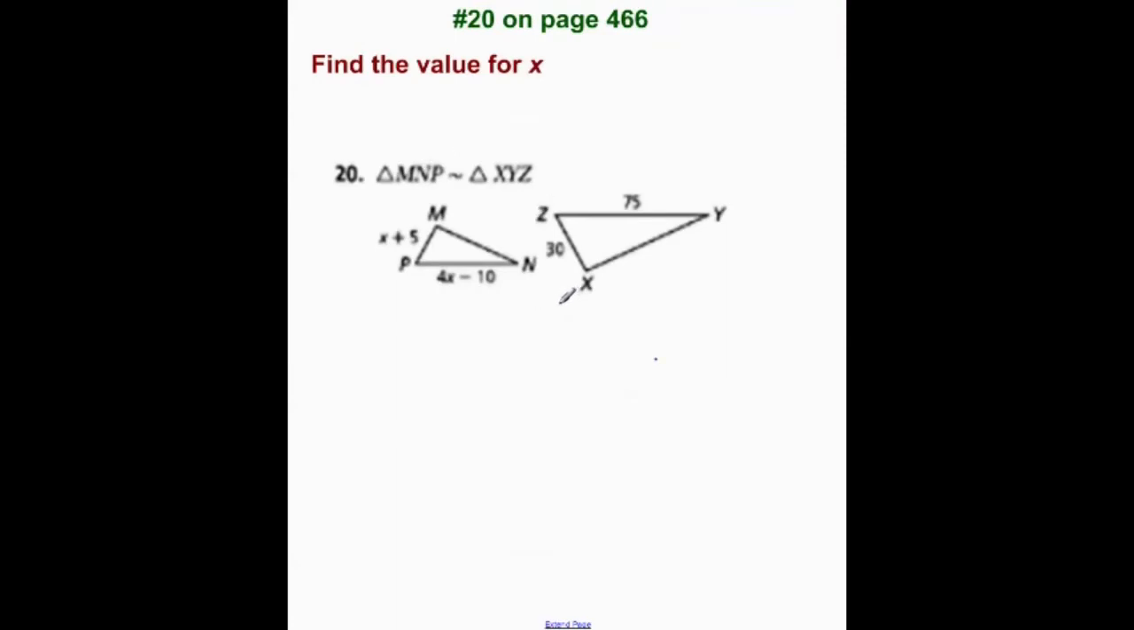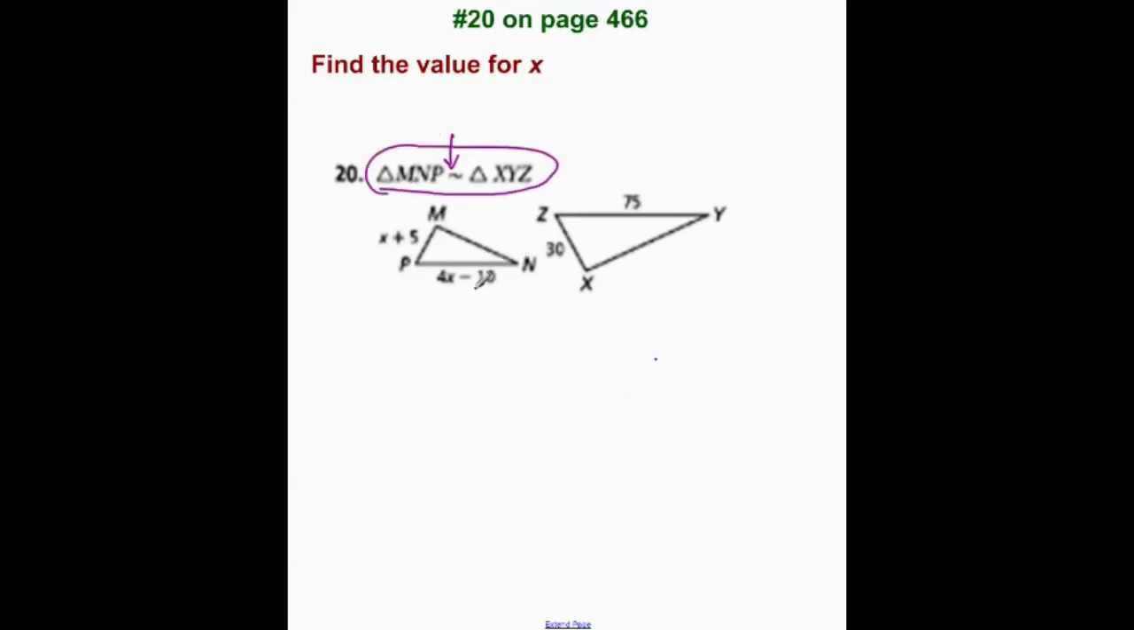All right, let's take a look at number 20 on page 466. The instructions are simply find the value of x, and we are given that they are similar. That right there, we're told they're similar. That means that this is a proportional statement, a similarity statement. And we are given this triangle and that triangle. The important part of the information is right here. This is the most important piece of the puzzle.